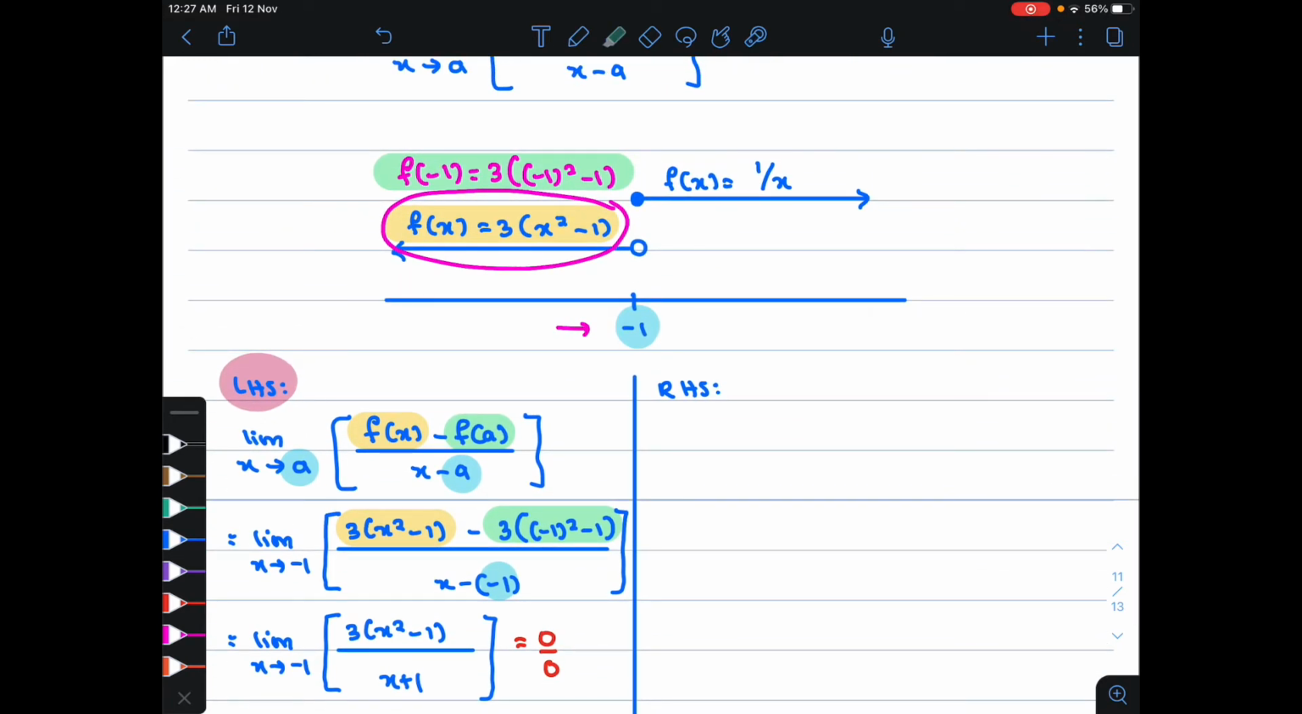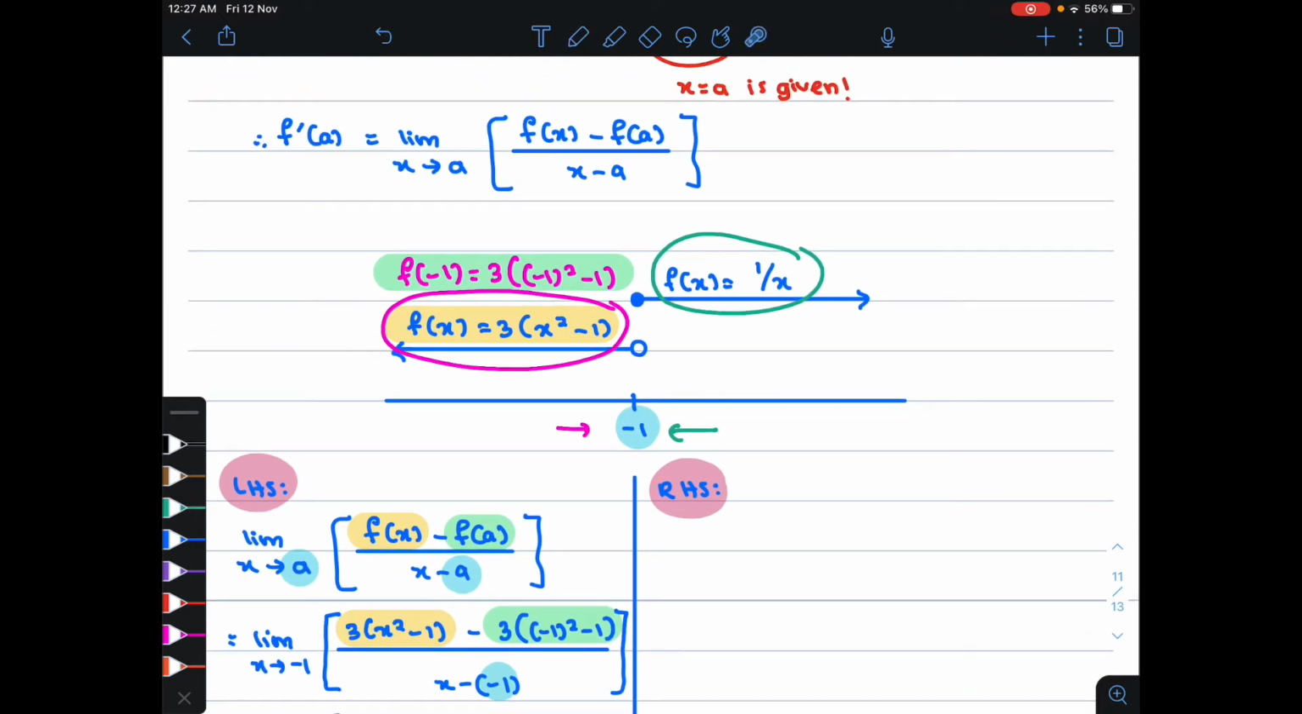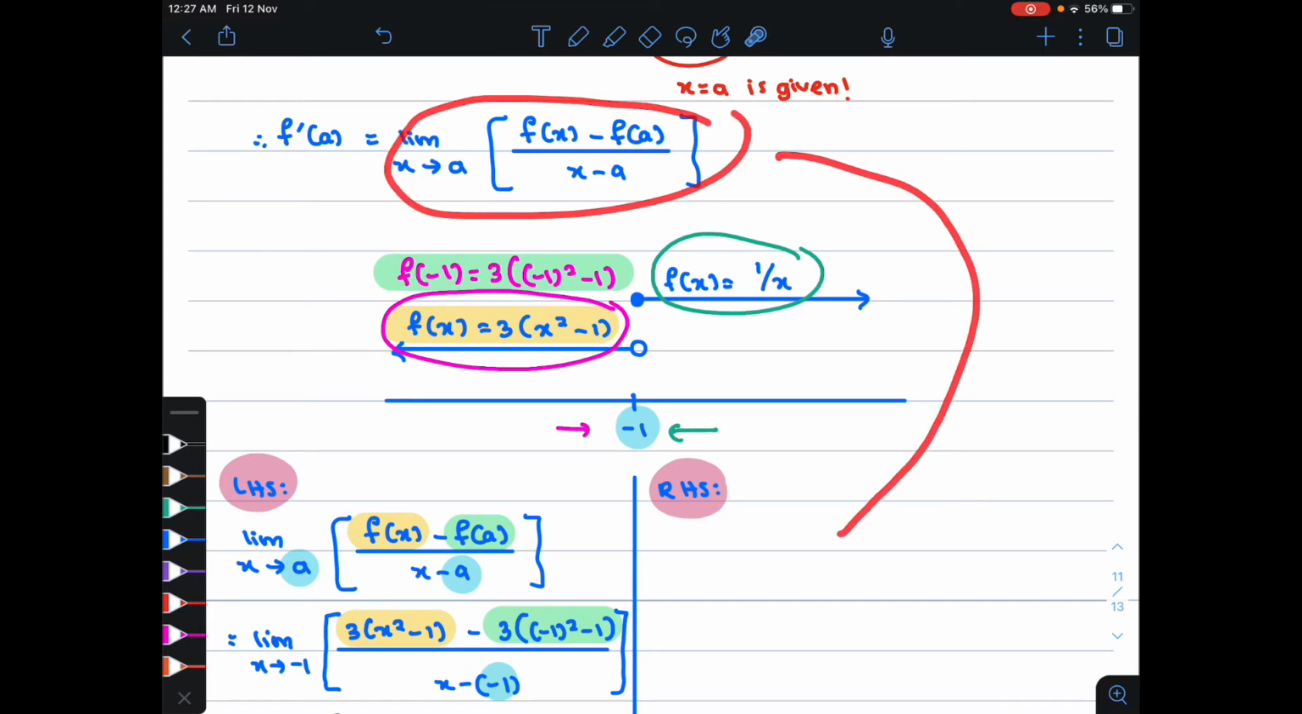Now let's do the same thing for the right-hand side. As x approaches negative 1 from the right-hand side, this is f(x). So as per usual, we'll be using this formula in here.